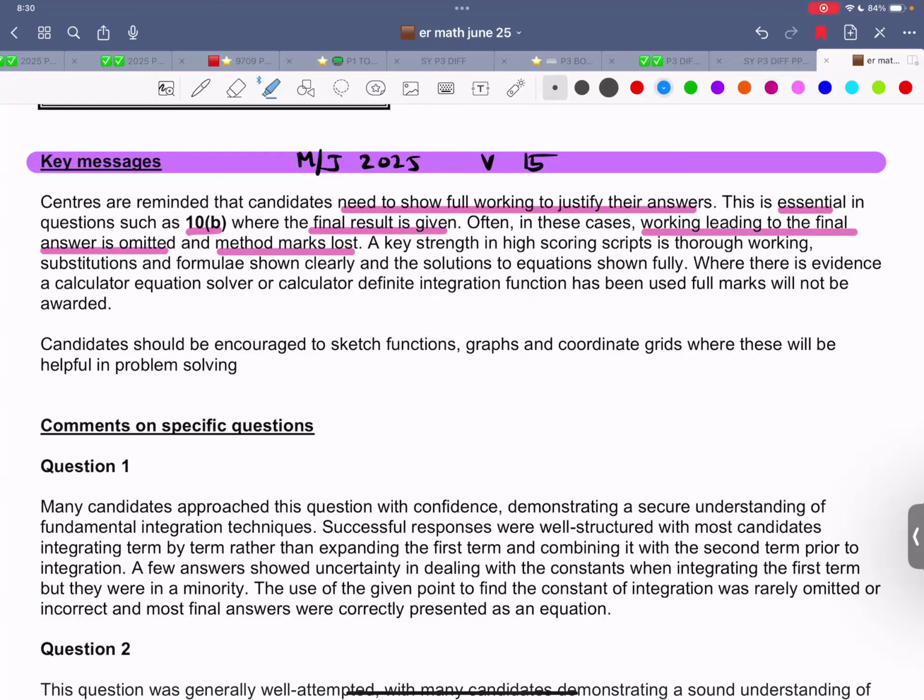Then it says a key strength in high scoring scripts is thorough working, the way that I've taught you. Substitutions and formulae shown clearly, and the solution to the equations shown fully. Where there is evidence that a calculator equation solver or calculator definite integration function has been used, full marks will not be awarded. And then later on, it says candidates should be encouraged to sketch functions, graphs, and coordinate grids, where these will be helpful in problem solving.